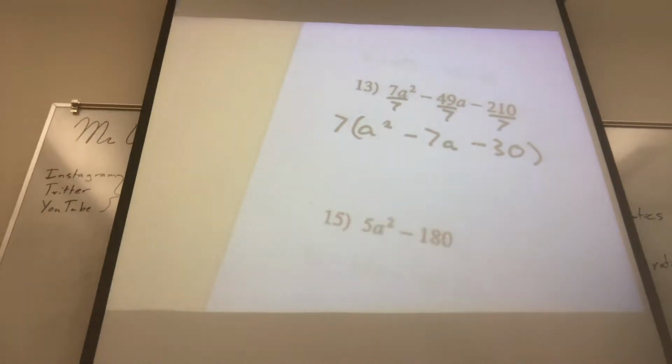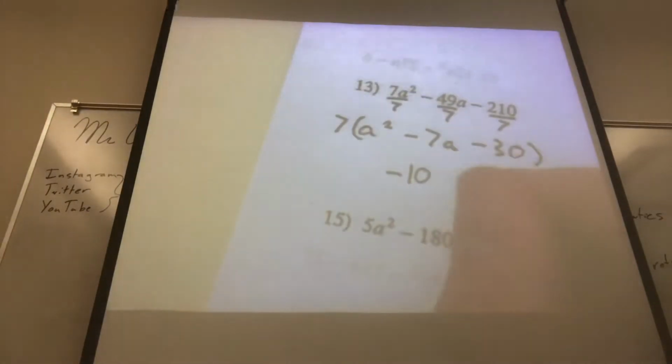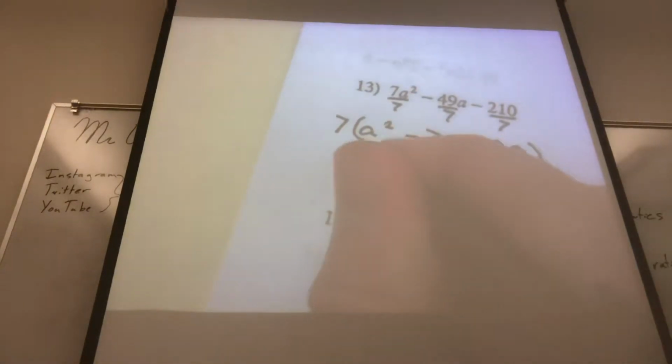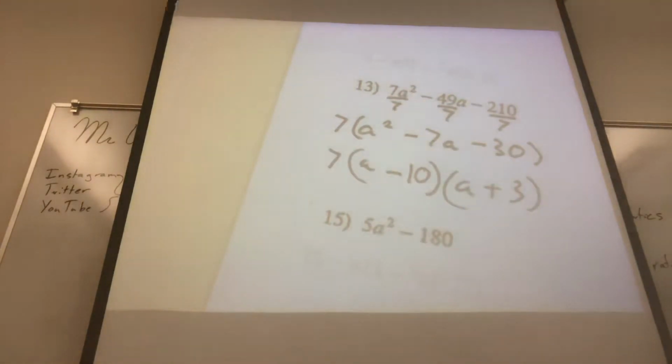What's going to multiply together to give me a negative 30 and add together to give me a negative 7? It's still negative 10 and positive 3. This is just going to be a plus 3, a minus 10, and the 7 that I factored out to start with is still a part of my answer. It doesn't go away. It doesn't disappear to some other dimension. It's part of my answer.